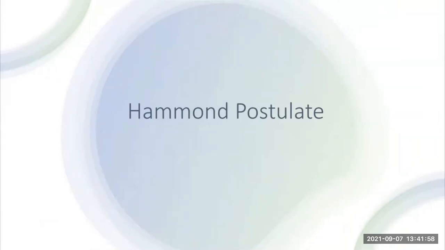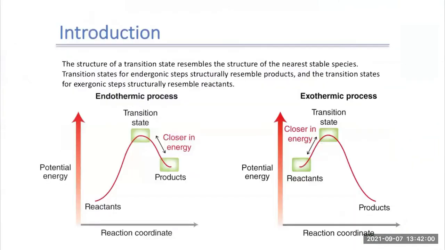In this video, we'll learn about the Hammond Postulate. When we're looking at the Hammond Postulate, that really is a way to explain what a transition state might look like. So the structure of our transition state resembles the structure of its nearest stable species.